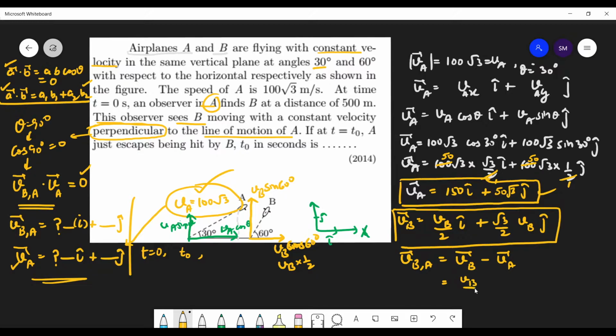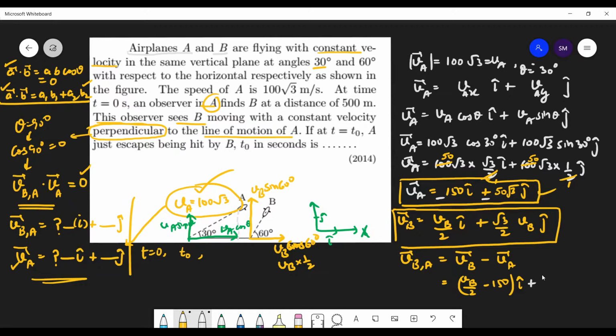So VB by 2 minus 150 I cap. So simply, negative negative, divide them. Oh, sorry, means VB minus VA, so this will be negative, right? So plus, minus is there, so you can write it even as plus, writing this first. So VB minus VA, okay.